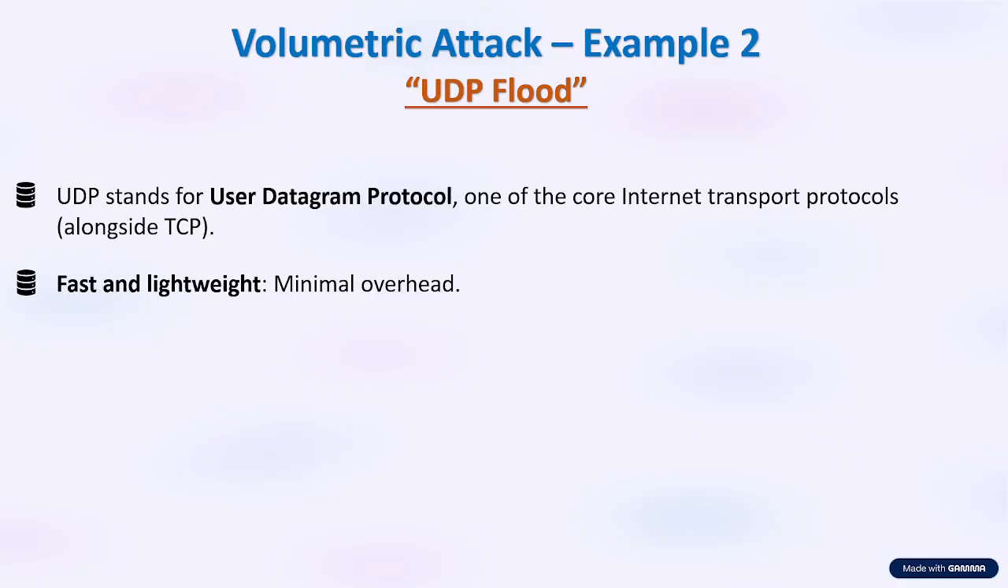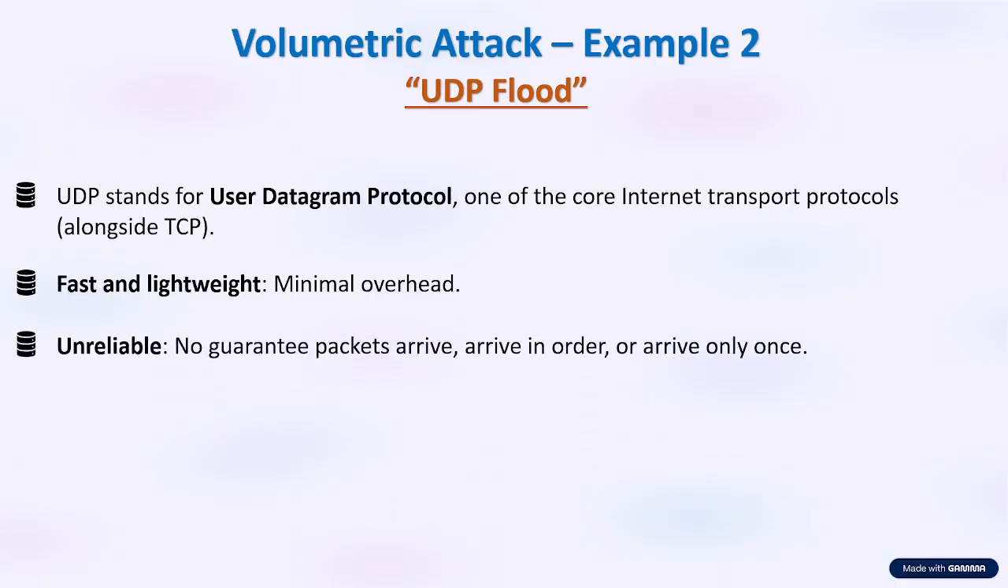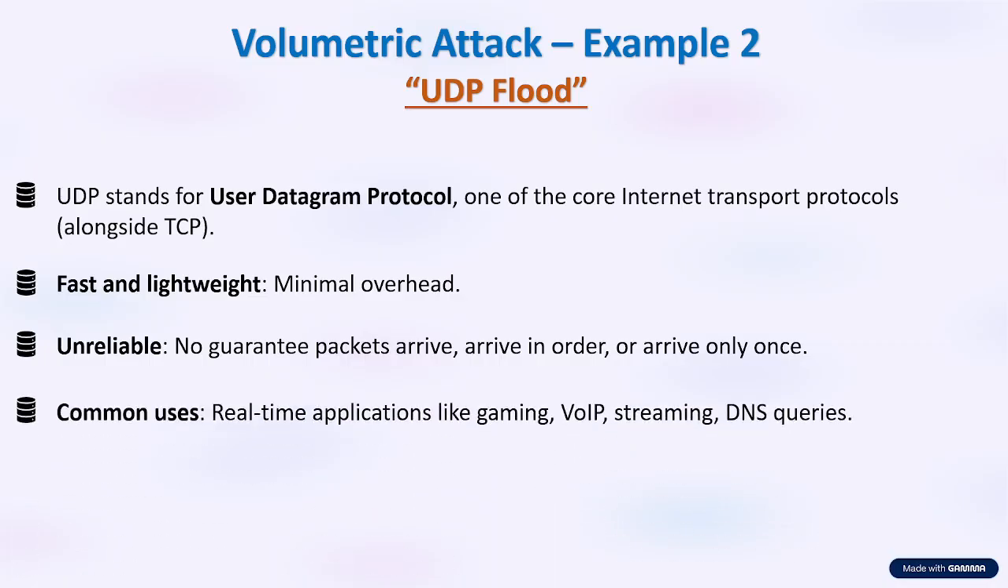There is no guarantee packets arrive in order or arrive only once. This makes it ideal for real-time applications where speed is paramount, such as online gaming, VoIP calls, video streaming, and essential DNS queries. Understanding these characteristics is crucial, as the very nature of UDP makes it vulnerable to specific types of flood attack.